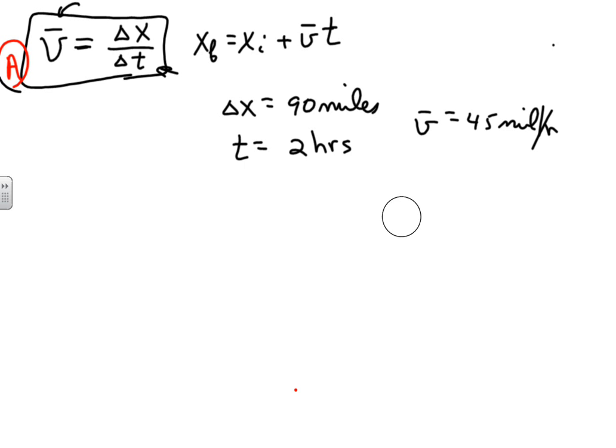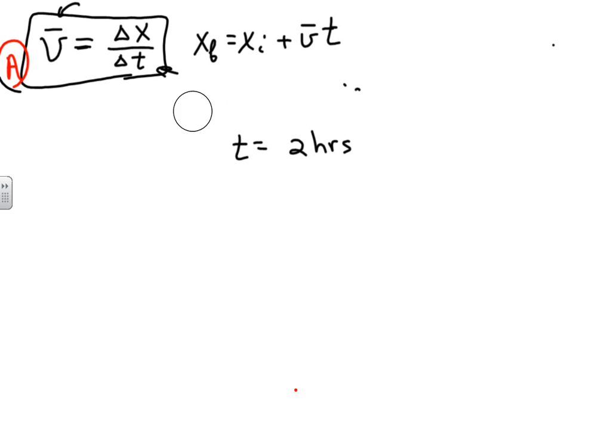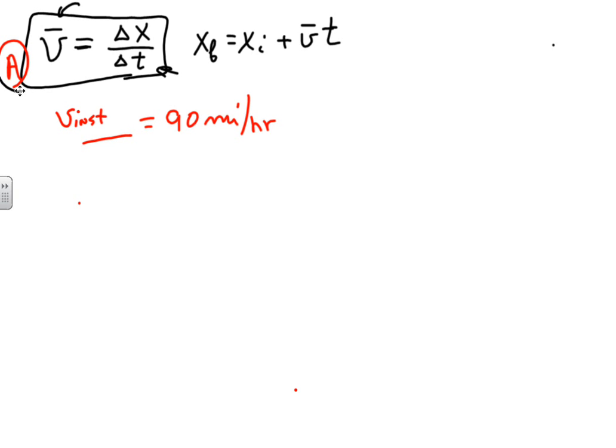Now, that's a great example of the difference between an instantaneous speed and an average speed. Let's say I'm driving at 90 miles per hour. Every time I look at my speedometer, I'm going 90 miles per hour. Every time I look at the speedometer, it says I'm going 90 miles per hour. That would be the instantaneous speed. That's how fast it's going right now.